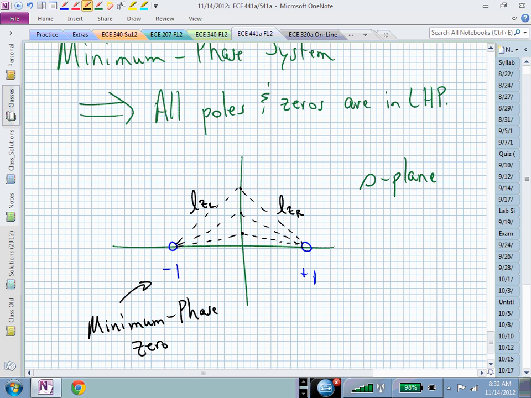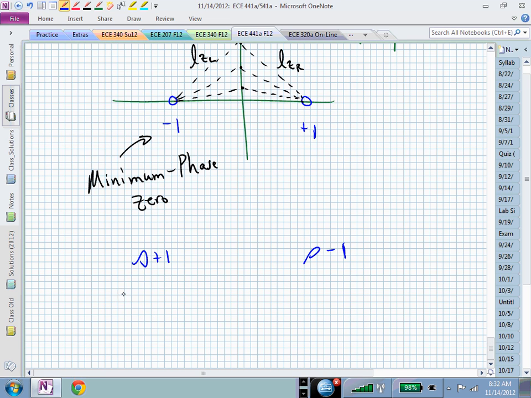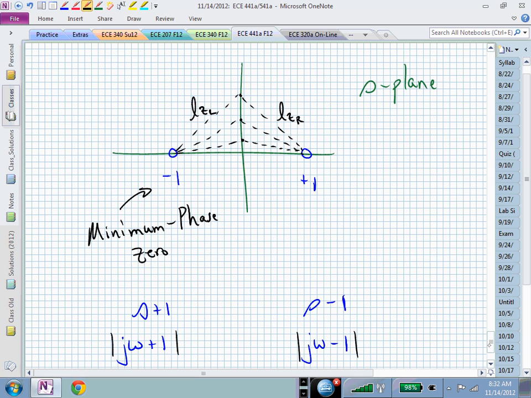If I were just to look at the magnitude factor, I now have this factor. Let's say I am looking at s plus 1 and s minus 1 here. If this is now j omega plus 1 and this is j omega minus 1, and I look at the magnitude of these two, how do they compare? So this is now my L_z left, and this is my L_z right. How do they compare? They're the same, aren't they?